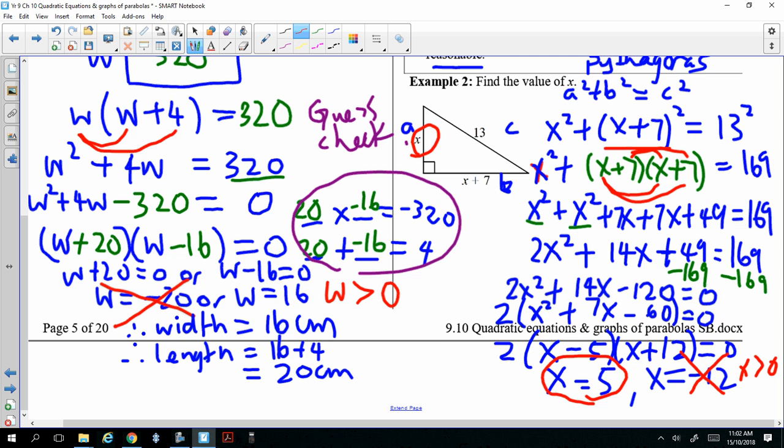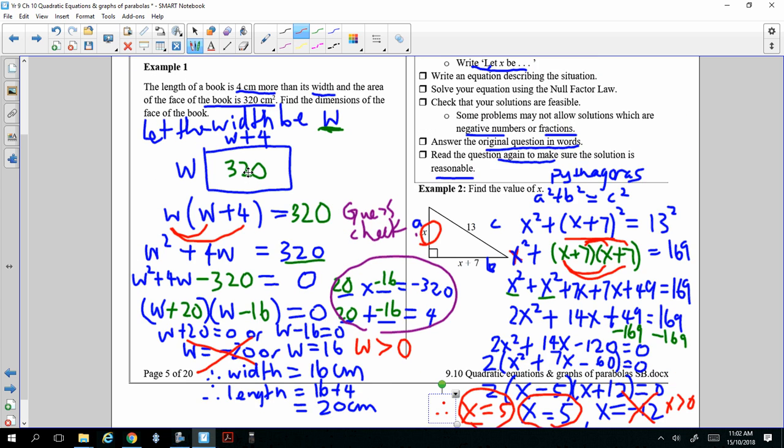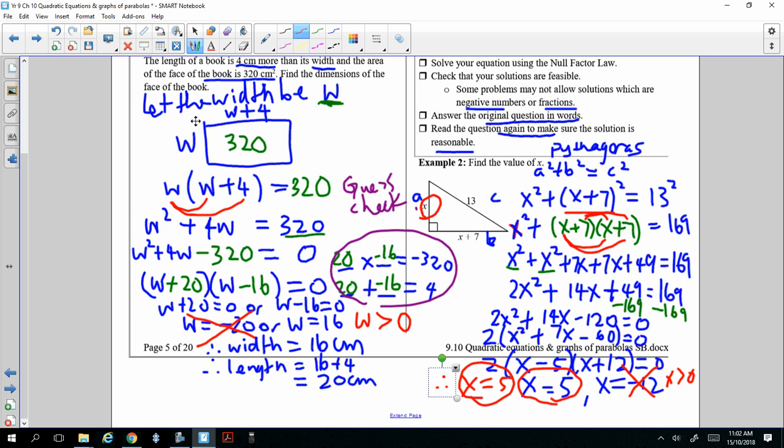Get the idea? So today you do exercise 10D. 10D. Alright, make sure you show your working. No guess and check. You must show the equation.